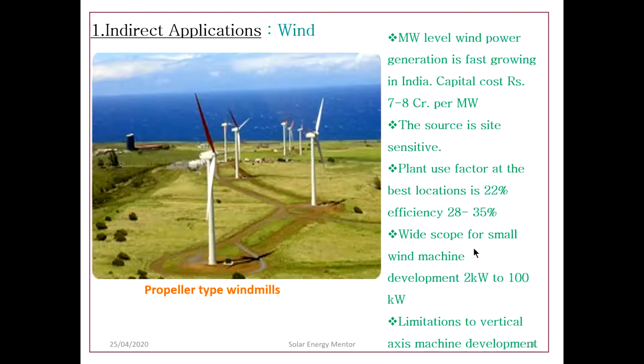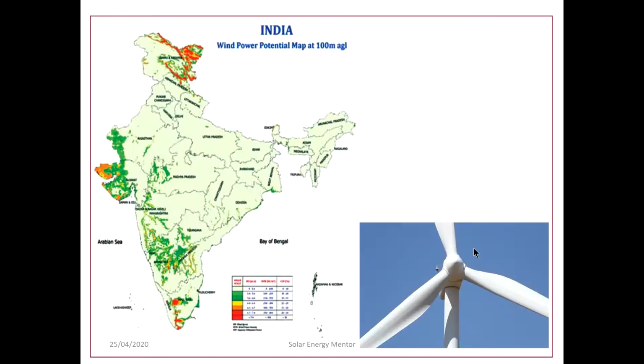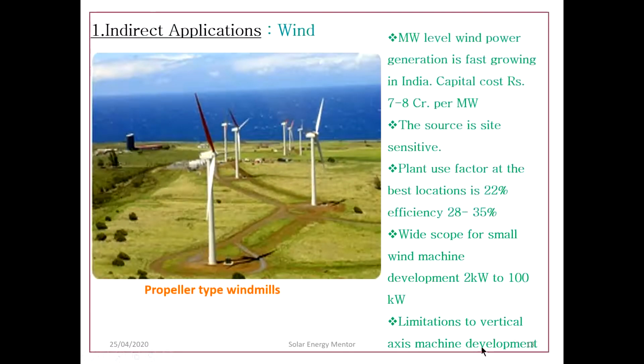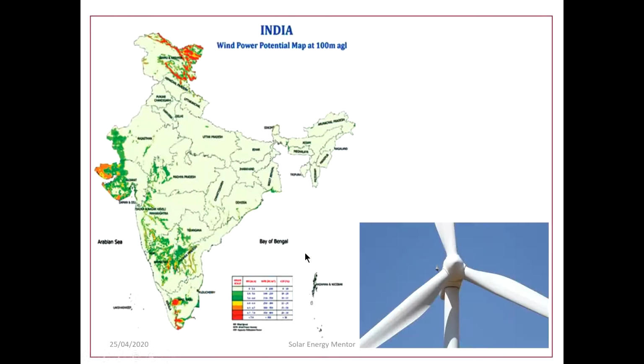So there is a wide scope. There are large wind machines spread all over India at the proper locations. But there is a wide scope for development of small wind machines. Small wind machines in the range of 2 kilowatt to 100 kilowatt find a lot of potential. So this is the scope of research and development in wind turbines. Vertical axis wind machines, being high torque machines, need high torque for starting, so they find limited application as compared to horizontal axis wind machines.